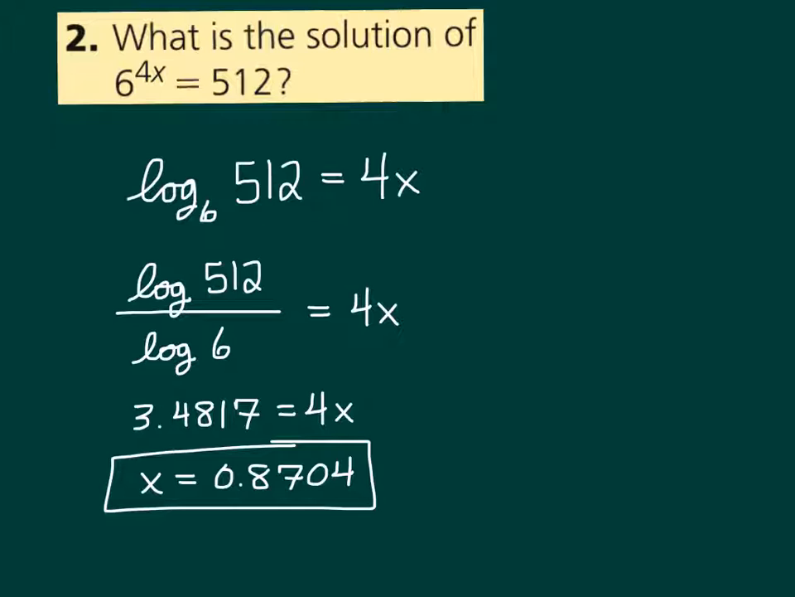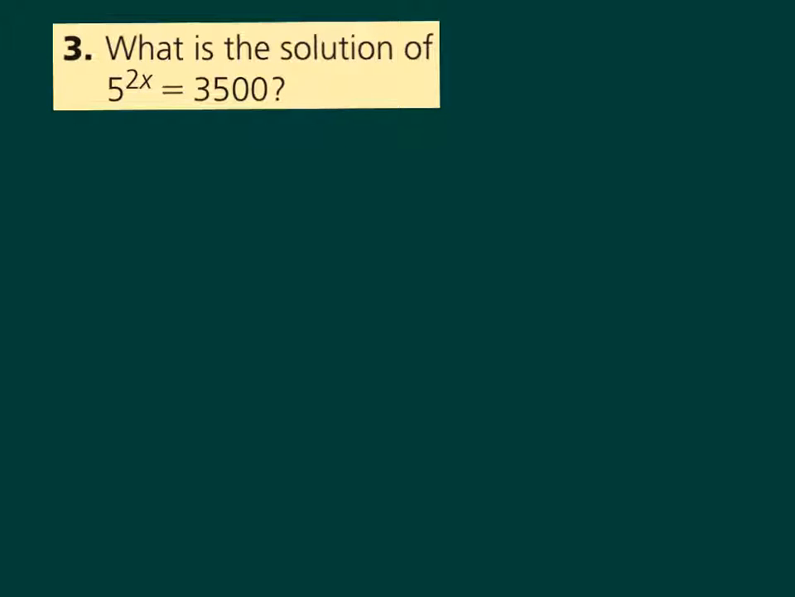So, a type of problem that needs logarithms in order to solve it, because you would not be able to rewrite these two sides with a common base. Another example of the same type of thing right here. You can't rewrite this with a common base, I don't believe. No, you cannot. And so again, we're going to be using logarithms. We'll just say log base 5 of 3,500 is 2x.